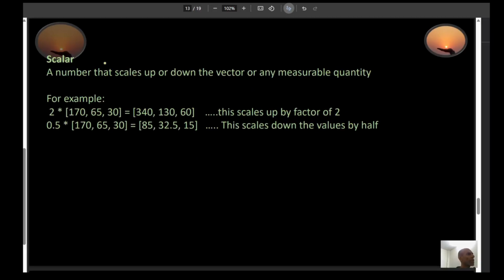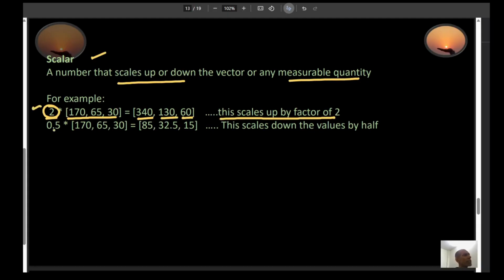And now back to scalar again. Think of a scalar as a number that can scale up or down a vector or any measurable quantity. So suppose you have a vector like this, and I multiply this by 2. This is the scalar right here. If you multiply this by 2, every single number is going to get multiplied by 2. So 2 times 170 is 340, 2 times 65 is 130, and 2 times 30 is 60. So what just happened? This scales up everything by a factor of 2.